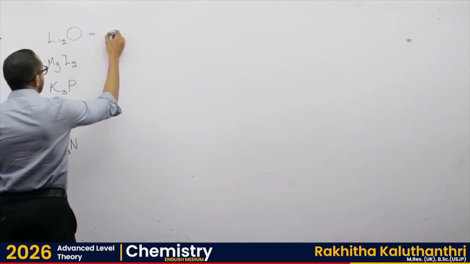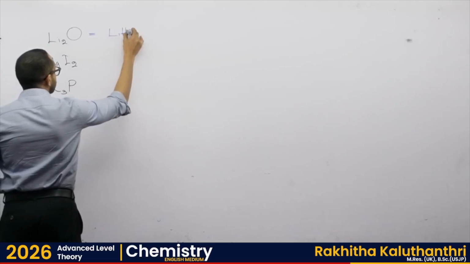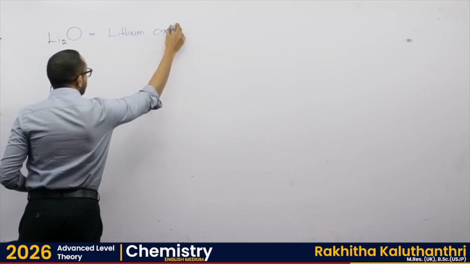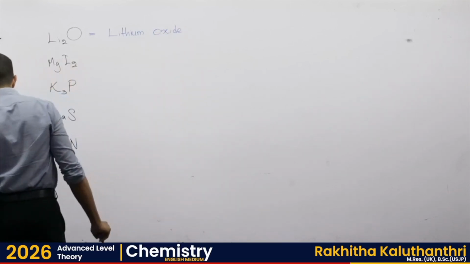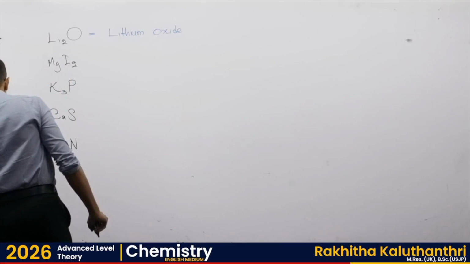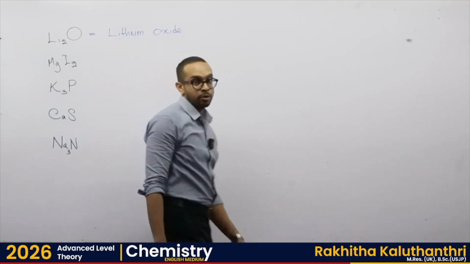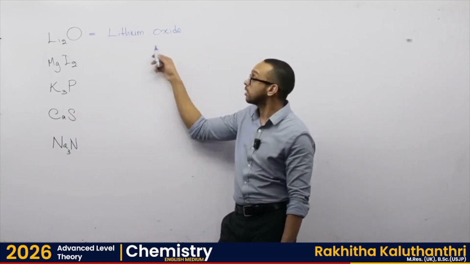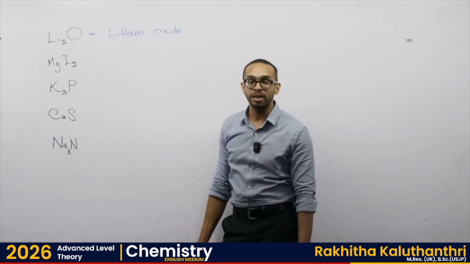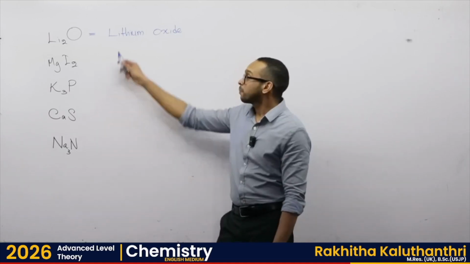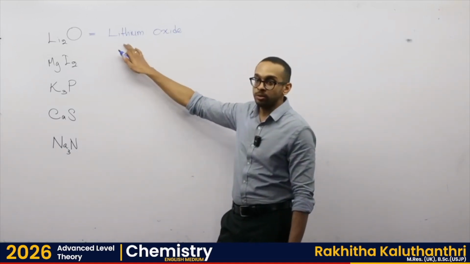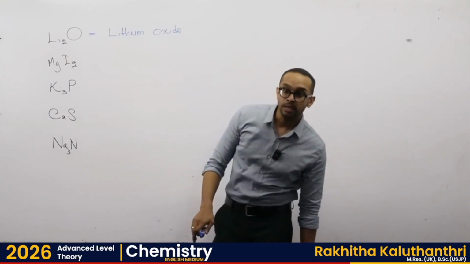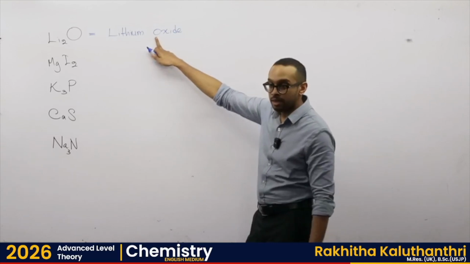So this is called lithium. Leave a space and oxide. Now, one thing to keep in mind is this is not like writing your own name, your name and your surname. What do you write? Rakhitha, capital R, Kaluthathri, simple K or capital K? Capital K, no? But you wouldn't write it like that when it comes to naming of compounds. Only the first letter is capital, all the other letters are simple. Don't write oxygen here as a capital letter.